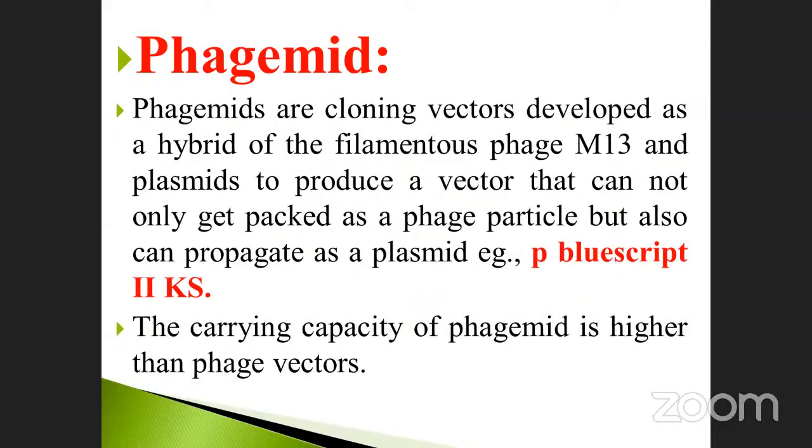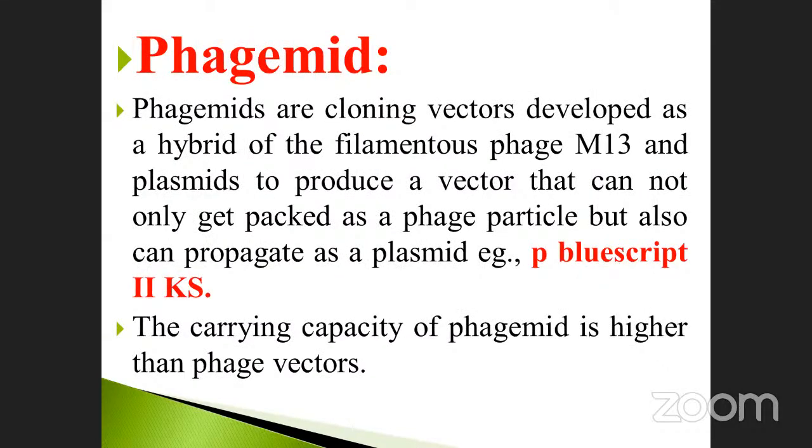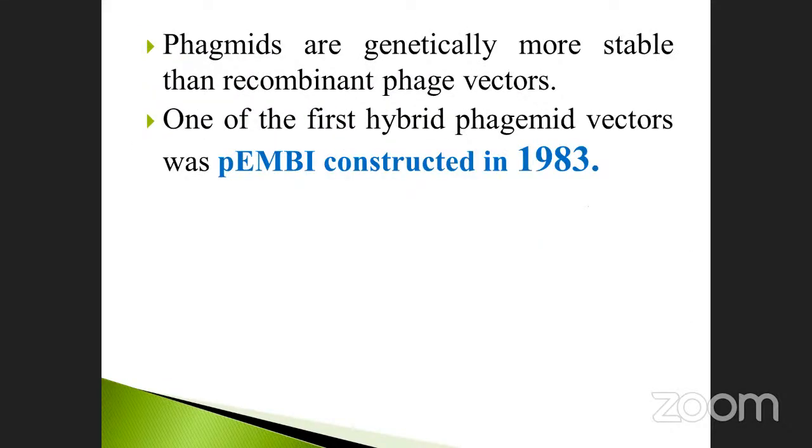Do you understand here? Here, plasmid, lambda particle, phage particle. The same thing is there, but at the same time, hybrids of M13 with plasmids. How will it act? It acts as a plasmid, propagating as a plasmid. It is not a phage particle. Example: Bluescript II KS. That is very, very important.